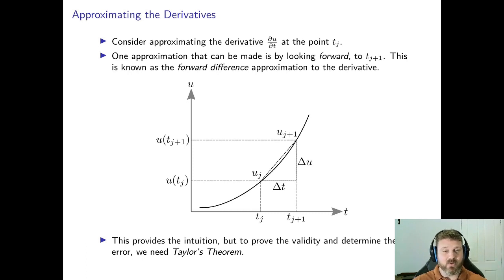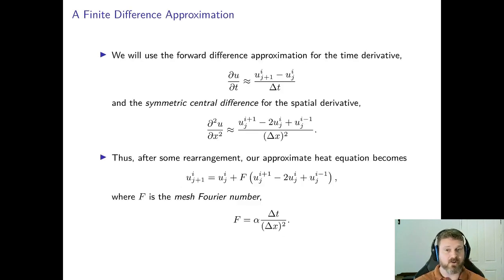So you're going to have to take my word for it that you can do a forward difference approximation in this way. You can also go backwards to do a backwards difference approximation, and you can combine the two to do a central difference approximation. So let's replace our derivatives with our approximations. We'll use a forward difference for our derivative with respect to time, and we'll use what's called a symmetric central difference approximation for our second order derivative with respect to space.